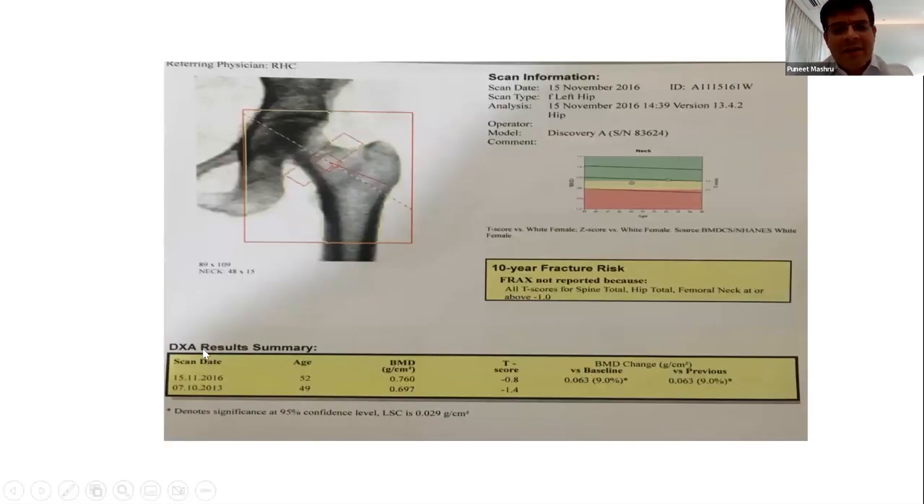However, let's look at this scan. You can see that in 2013, the BMD value was 0.697, and in 2016 it was 0.760. So there is a remarkable difference of 0.063 grams per centimeter square, and it is beyond the LSC value of 0.029. So the change is significant.